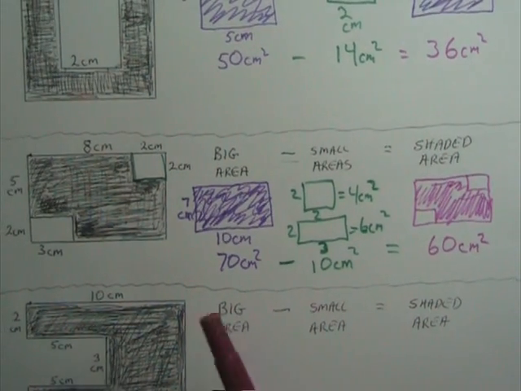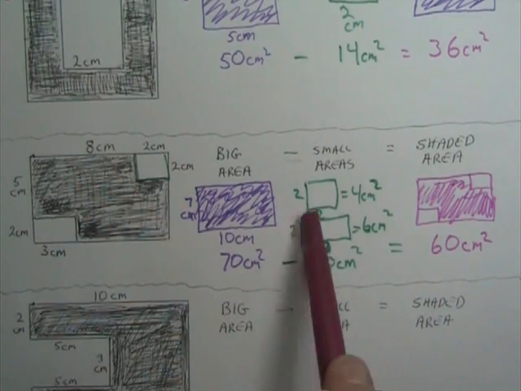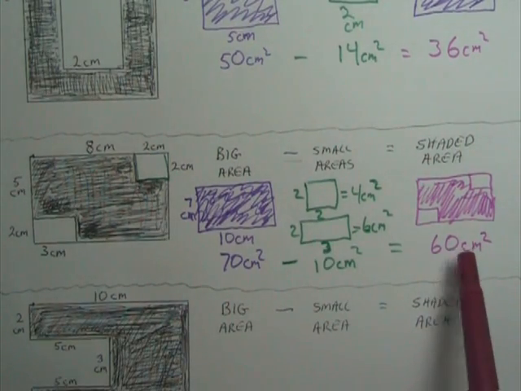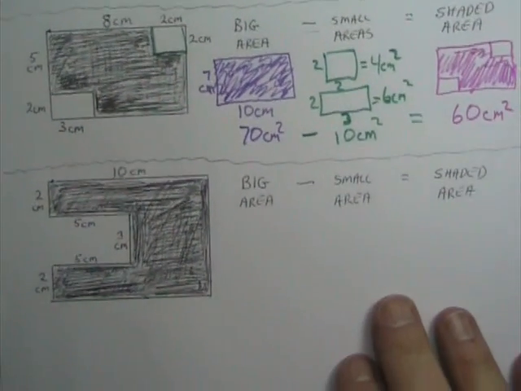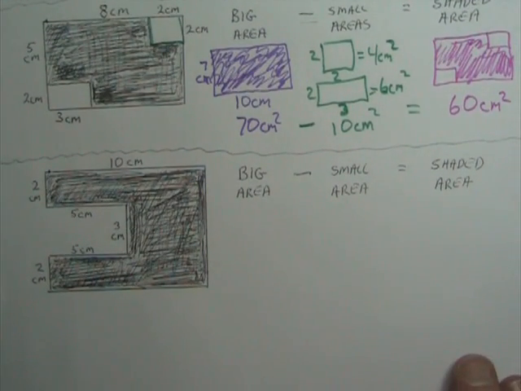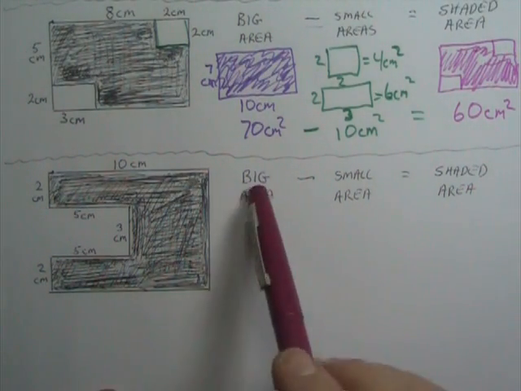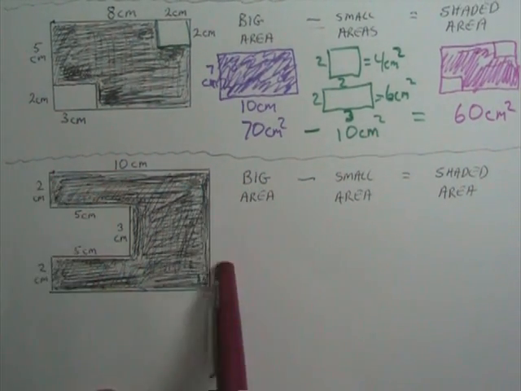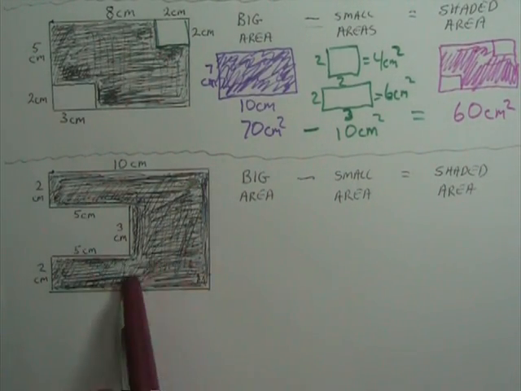So again, just imagine that you have this whole area. You take scissors, cut it out. How much are you cutting out? Well, then what do you have left over? All right, let's go down to the bottom one. So we're going to take the big area, this whole big thing, and then we're going to cut out the small area. And whatever we have left is the shaded area.